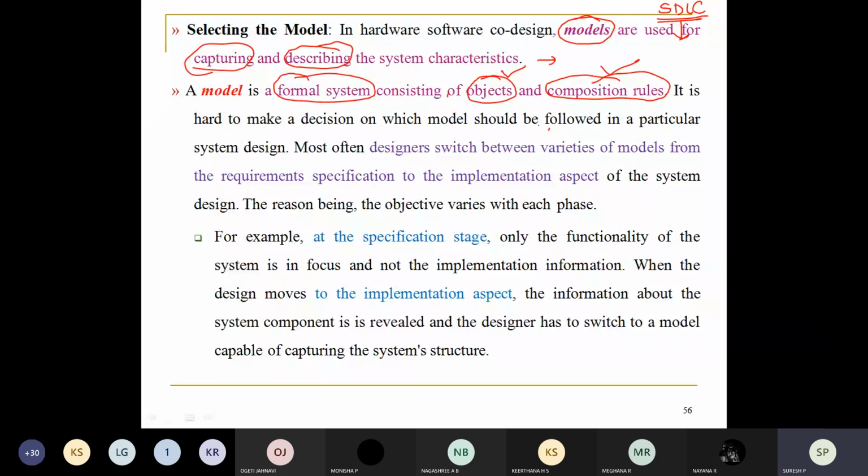So it makes it hard to make a decision on which model I have to make use of at the system design stage. In a particular design, it is hard to make a decision.